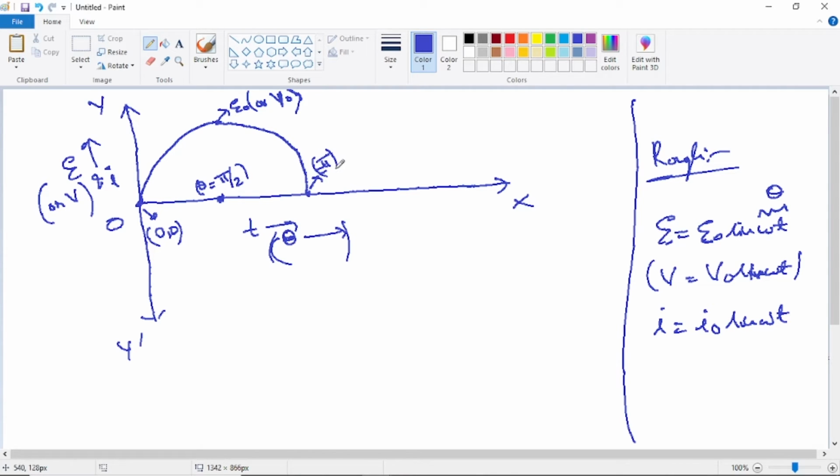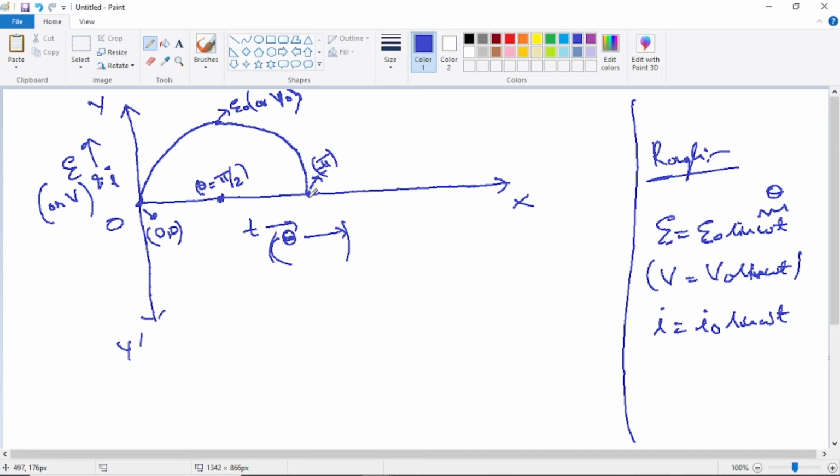So next what happens? More than pi means more than 180 degrees. From 0 to 180 degrees, sine theta will be positive. But beyond 180 degrees, sine theta will become negative. So once sine theta becomes negative, EMF becomes negative. At 180 degrees, EMF has become 0. But beyond 180 degrees, EMF becomes negative. But the negative value starts increasing.